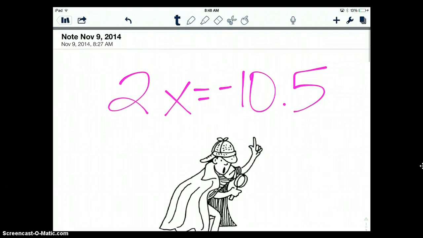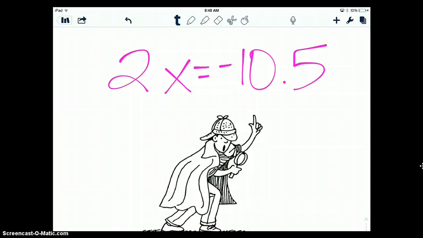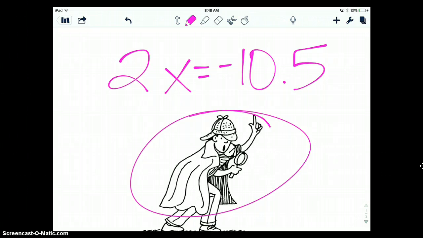And these equations, they are mysteries. That's why I have this guy here. You're looking to find what? What is the mystery? The mystery is the x value. The x value is what we're trying to figure out.